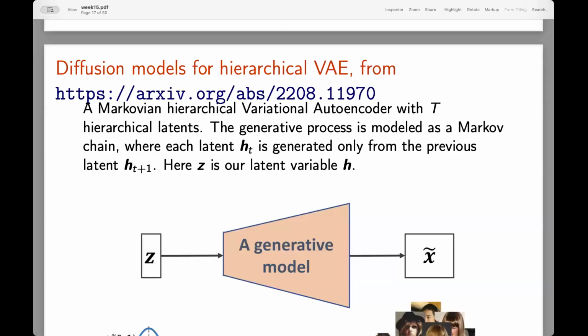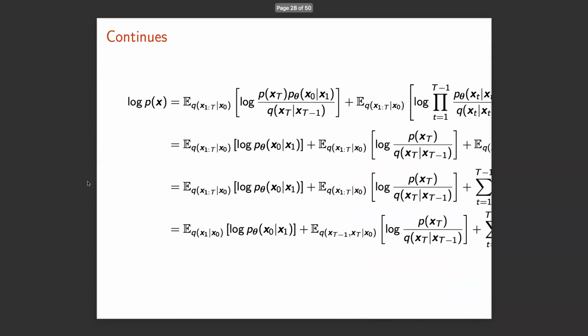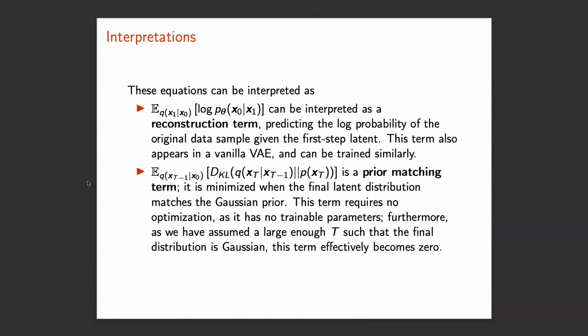So let's switch to the PDF here. Let me bring that one back again. Essentially the derivations which you see now are basically those which you find here. The first term, which you have in your notes, is called a reconstruction term because it predicts the log probability of the original data sample, given the first latent step. This term also appears in the variational autoencoders, so this mimics a lot of what we have.